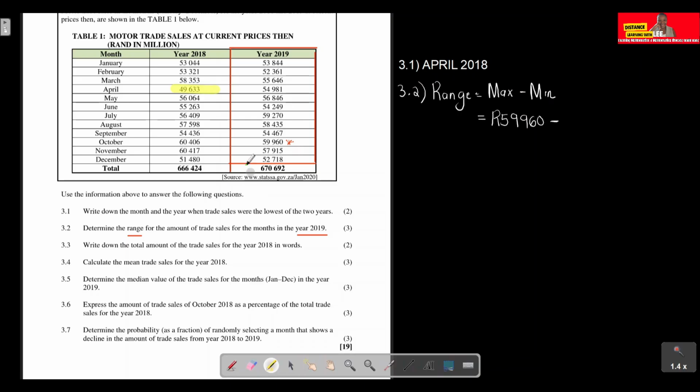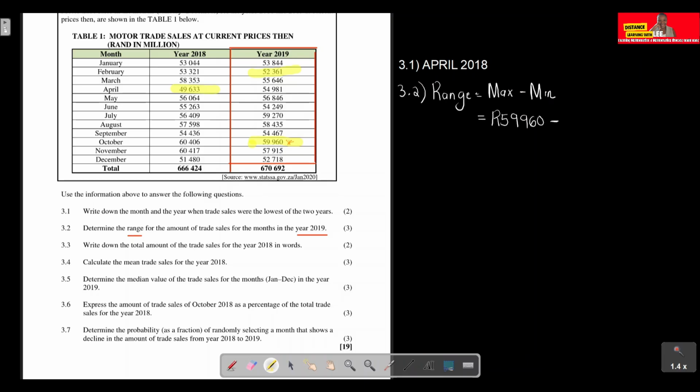what is our minimum value? We already said that this one is our maximum value. What is our minimum value? What is the lowest amount here? We've got a 52 here, we've got a 52 there. So which 52 is the lowest? So it's 52361. This is 52718. So I can see that 52361 is the minimum or the lowest value there. So that is our minimum.